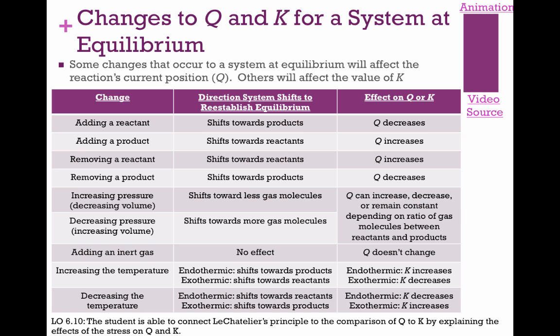So you can describe it using Le Chatelier's principle, but you can also describe it using K versus Q. And if it says justify with a calculation, that could mean just calculate Q and compare it to K.